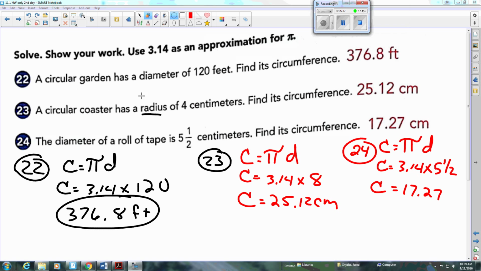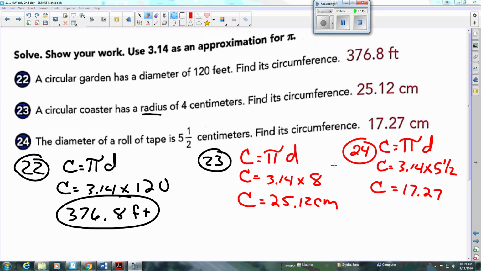Right here, a circular garden has a diameter of 120 feet. Find its circumference. So you would do 120 times 3.14, which is 376.8. A circular coaster has a radius of 4 centimeters. Find its circumference. It's pi, which is 3.14, times 8, because the radius is 4. Therefore, the diameter is 8. You get 25 12/100ths.